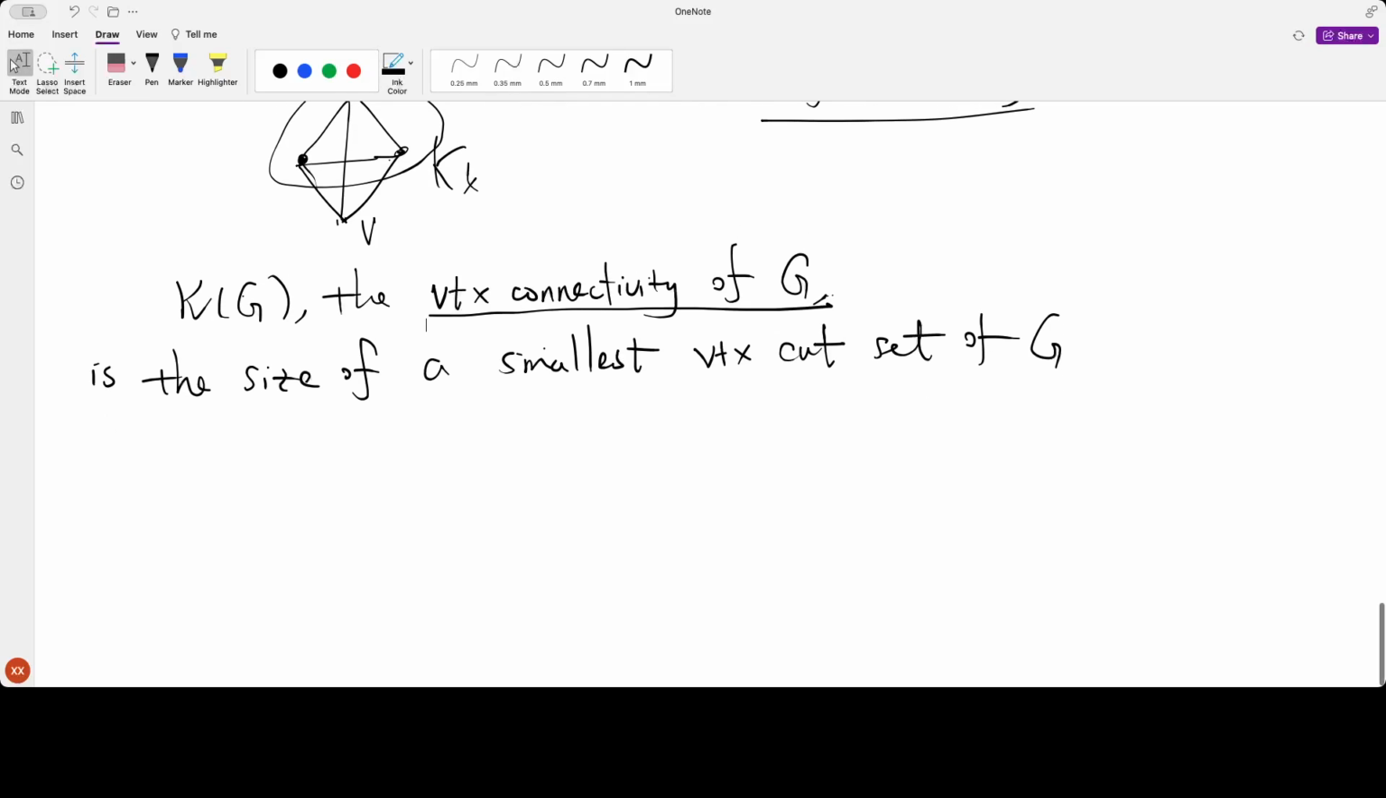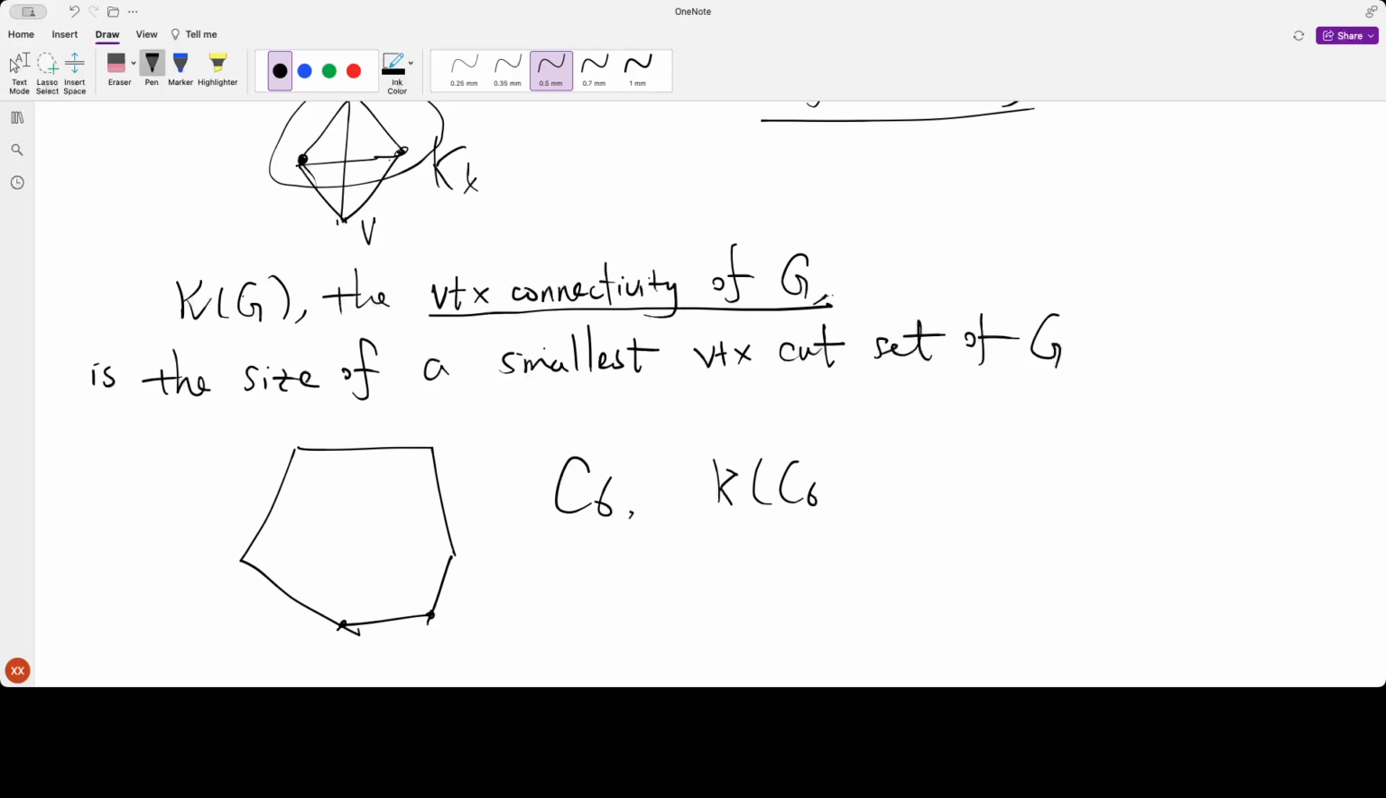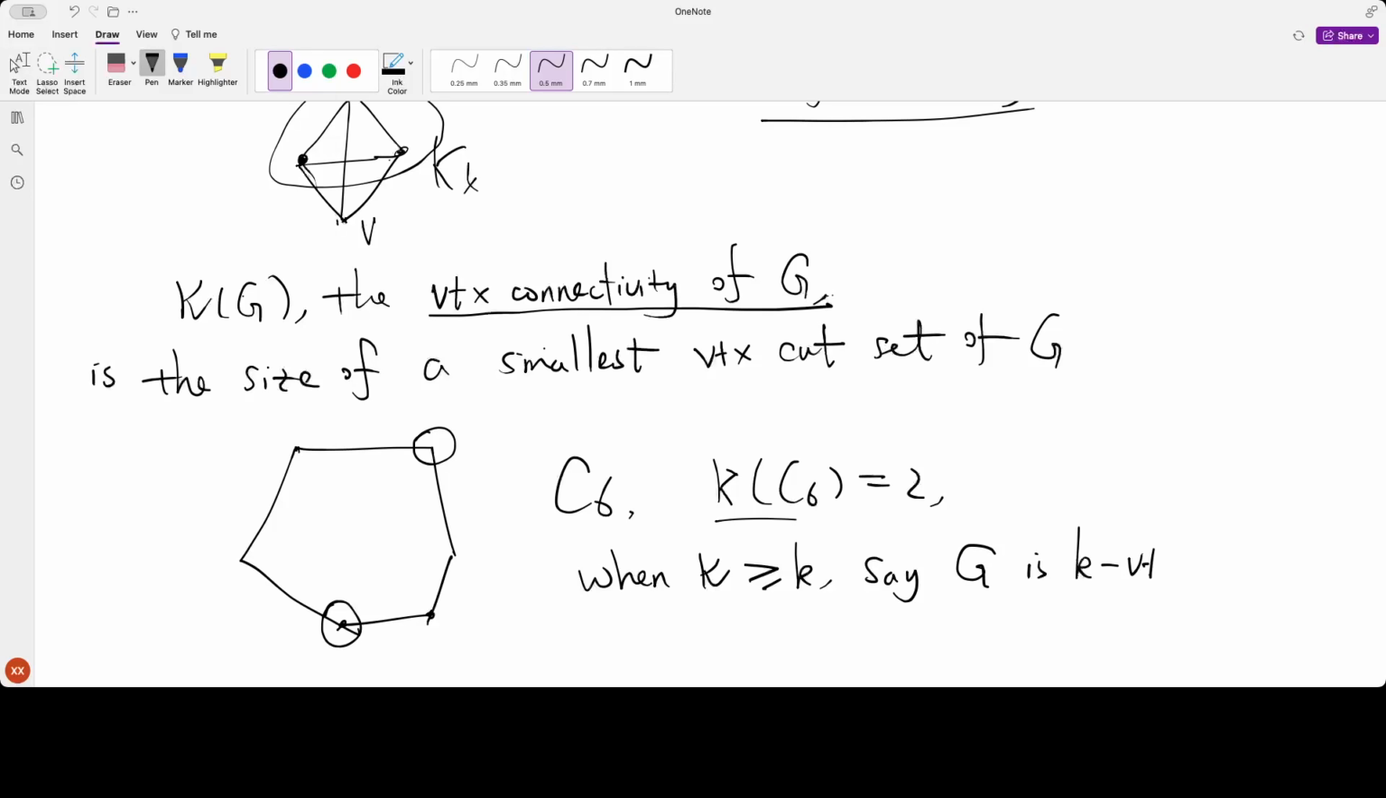Let me give the same example. For example, I have this C6. So what happens is the kappa of C6 is equal to 2. So you can delete this vertex and you can delete this vertex. So after deleting 2 vertices, the graph becomes disconnected. And similarly, when kappa is greater or equal than k, we say G is k-connected or k vertex connected.